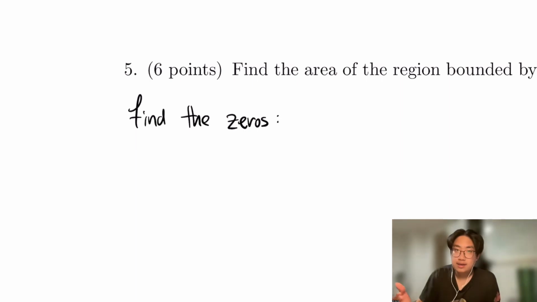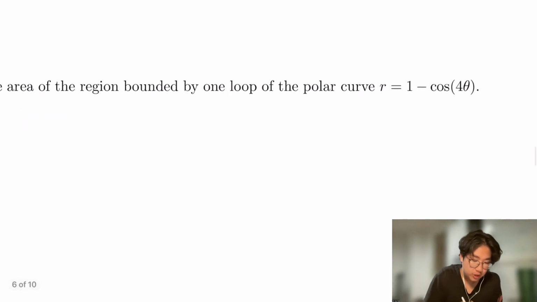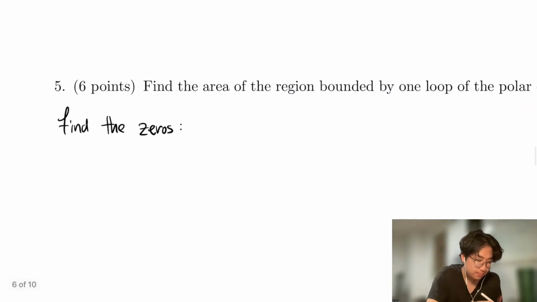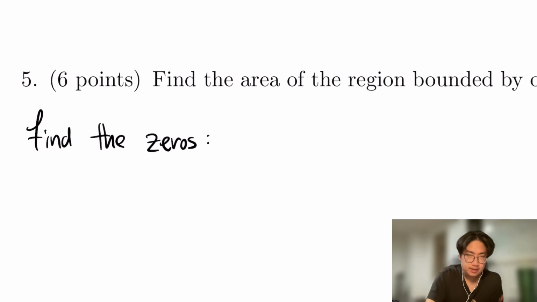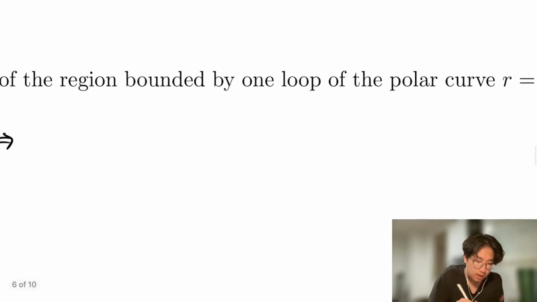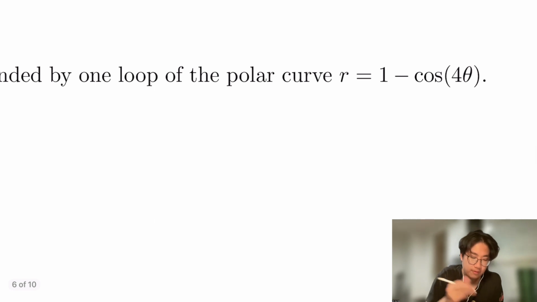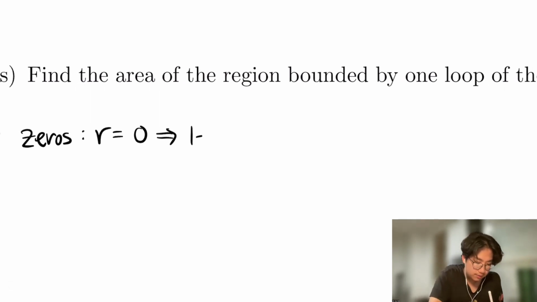Okay. And to find the zeros, again, we just simply set r equal to 0. So we set our function over here equal to 0. So r is equal to 0. Meaning our function of r in terms of theta, 1 minus cos 4 theta.